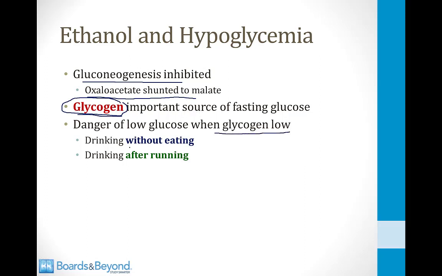So people who drink lots of alcohol but don't eat food are at great danger of hypoglycemia because their glycogen stores are low. Another classic scenario is a person who goes on a long run and then drinks heavily afterwards. They deplete their glycogen during the long run, and then when they drink, they need the glycogen to maintain their fasting blood sugar levels. As a result, they can develop hypoglycemia and possibly even seizures because they are drinking heavily in a setting where they don't have lots of glycogen in their liver.